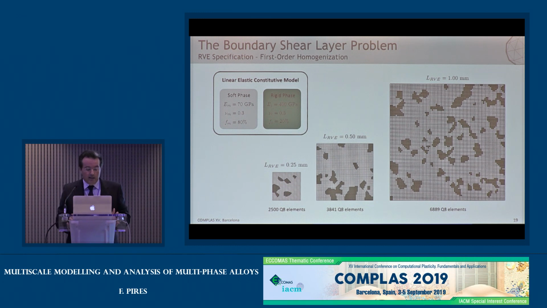To do this, I'll go to the most basic example that I can imagine. I have an RVE composed of a soft matrix with hard inclusions, both linear elastic. So it's really the simplest case, with 3 different sizes. Since I'll show first the first-order formulation, I'm discretizing this with bilinear quadrilateral elements.